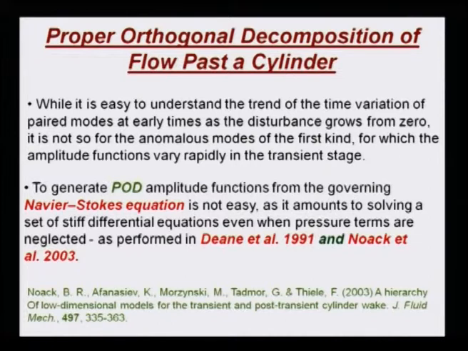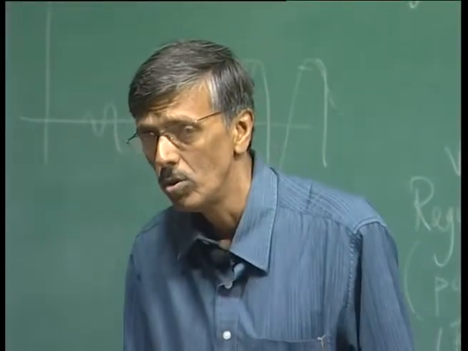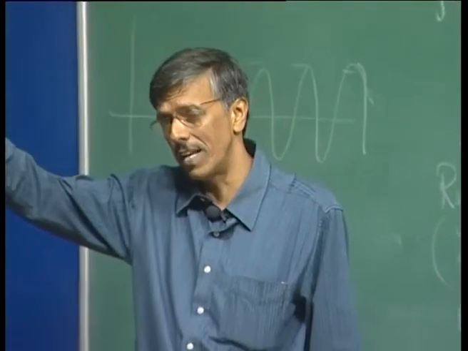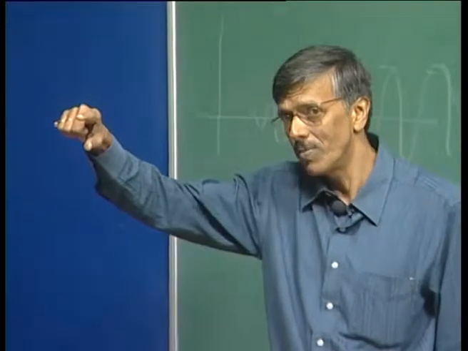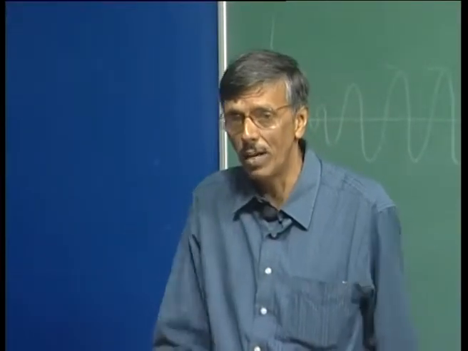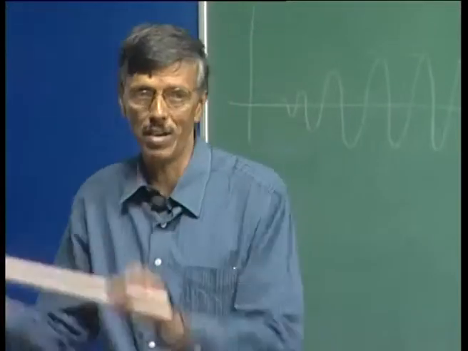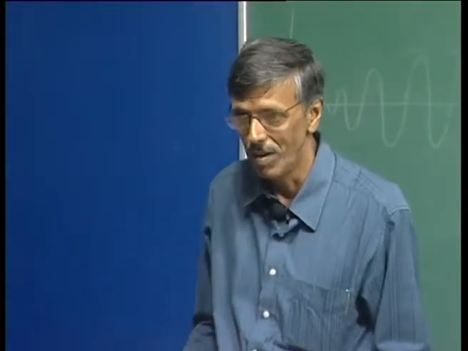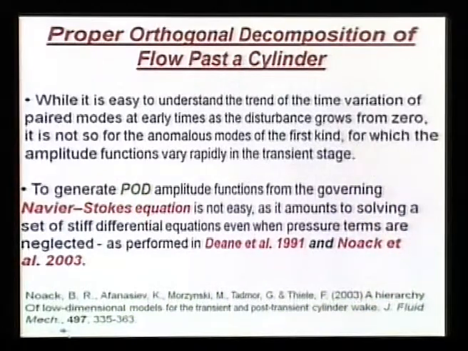So let's make some observations when we are looking at flow past the cylinder. We can easily understand the trend of the time variation of the paired modes at early time as the disturbance grows from 0. It is not so for the anomalous modes of the first kind, for which the amplitude functions vary very rapidly during the transient state. This is rather important. So basically, the shift that you are getting in the final state, the history lies there. So that's why it is necessary for you to take the full set. Otherwise, you will not be able to say why you have arrived at that particular equilibrium state. That shift has occurred in a transient manner.